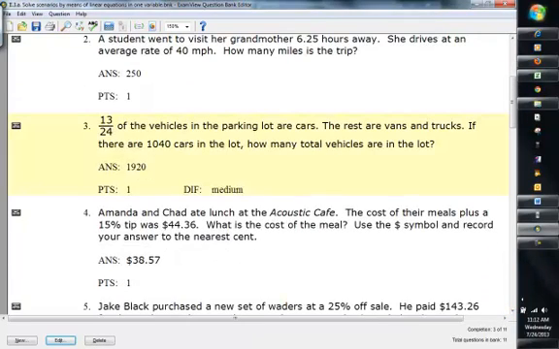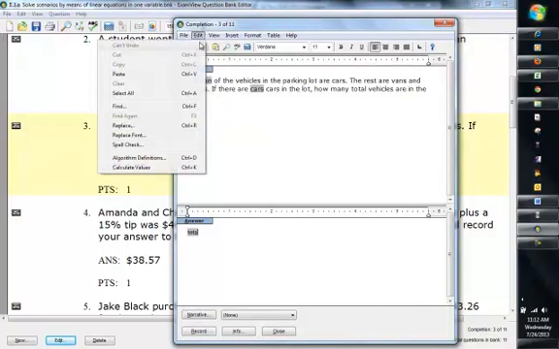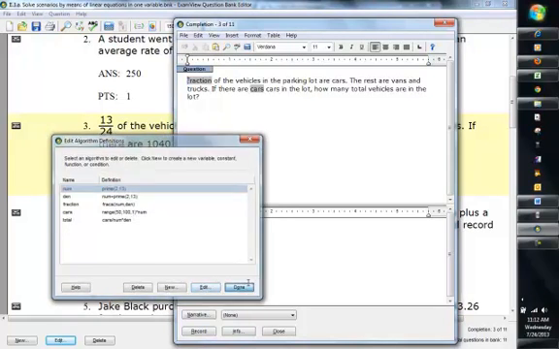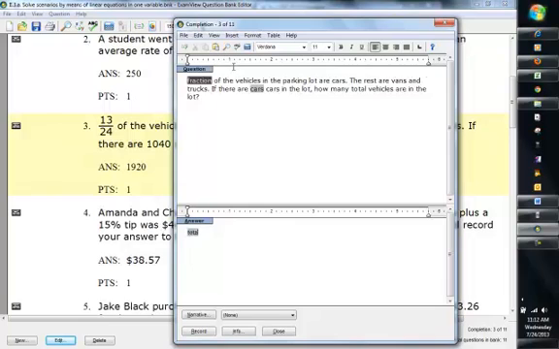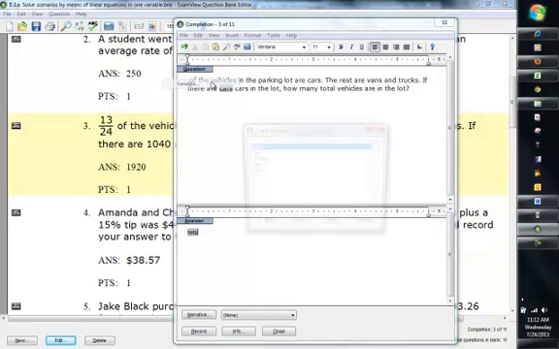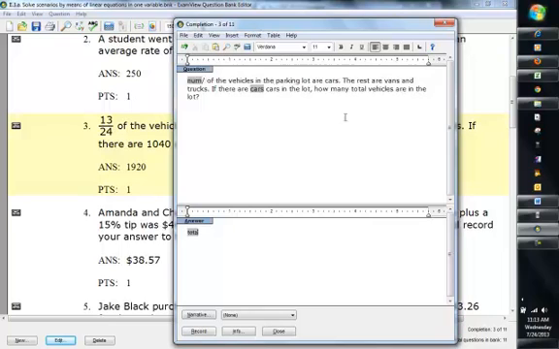Oh, I gotta fix this. Fractions don't appear in your problem right. So we have to write them out a different way. That'll be okay.